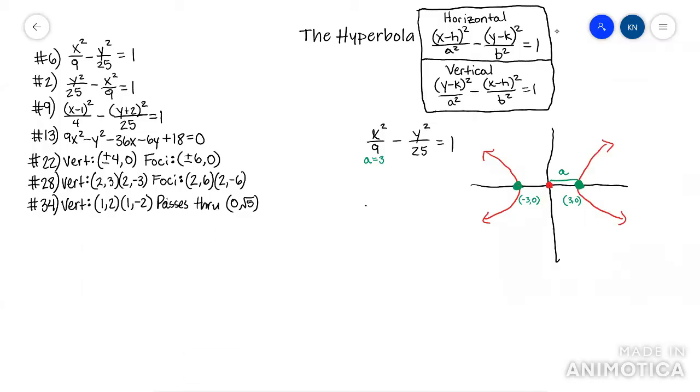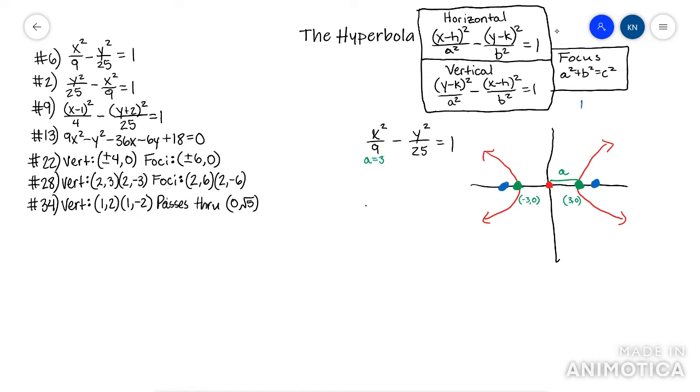Okay, now that I've found that, I would probably try to go find the foci next. And your foci aren't too difficult to do. I'll write it in black and keep it up there because it's rather important. For your foci, it's always a squared plus b squared equals c squared. It's like the Pythagorean theorem. So all you have to do is take this number plus this number and then root it.